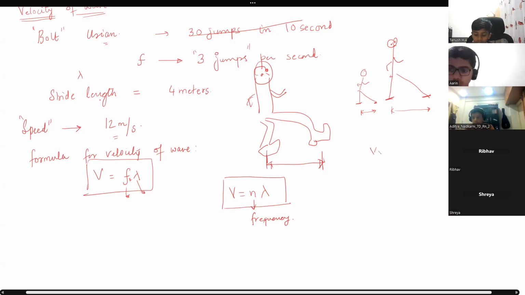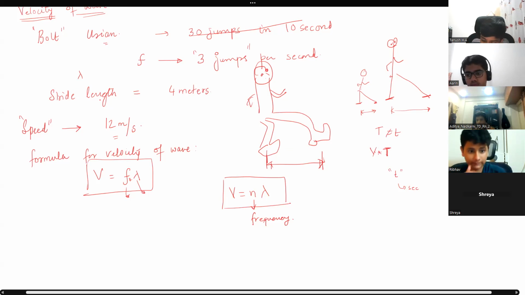Because when you say V into T, this here is not time. This is time period. T and time period are different. Time is just seconds. When you say time period T, it is the time for one oscillation. So here capital T is not equal to small t. Reba, are you able to follow this? Yes, sir.